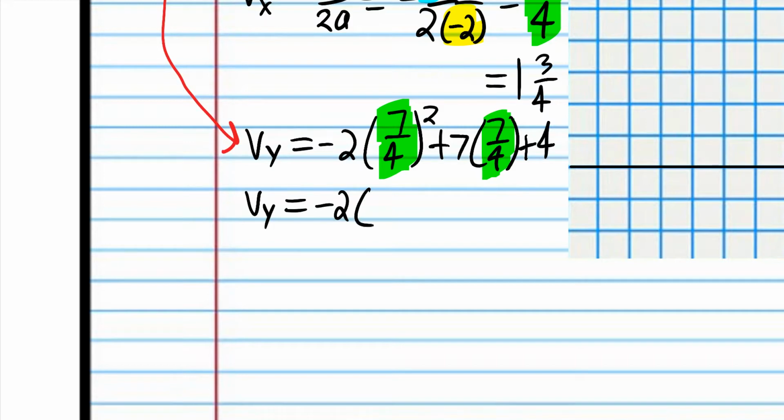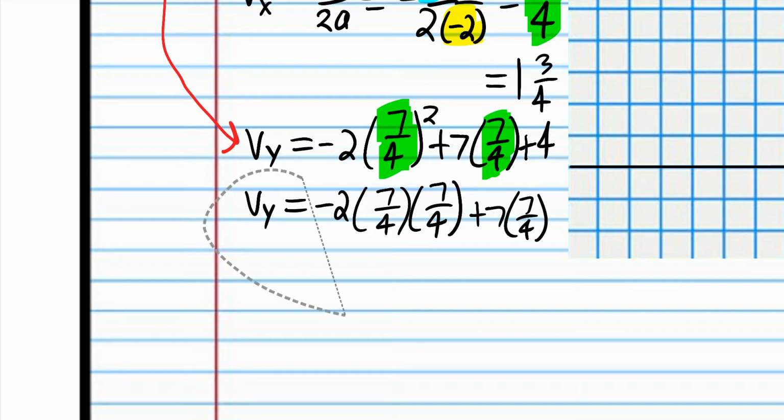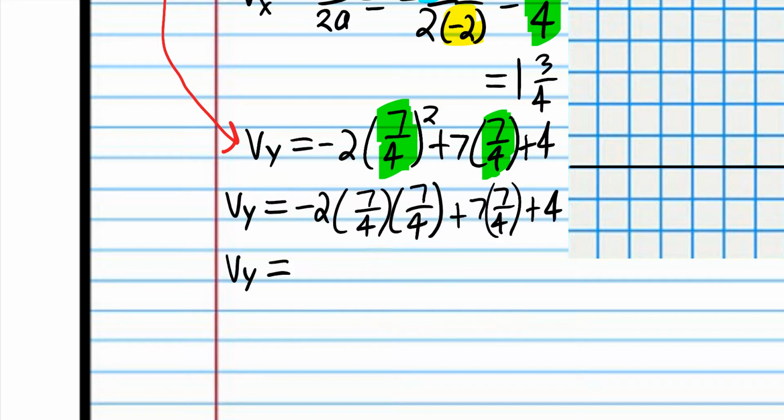Now 7/4 squared means 7/4 times 7/4. That's what squaring means. And I'm just going to multiply these. And I can move this over a little bit. Now when you multiply fractions, you just multiply the numerators straight across. So 7 times 7 is 49. And the denominators you multiply straight across. So we have 4 times 4 is 16.